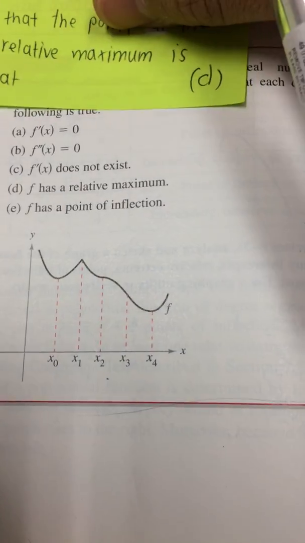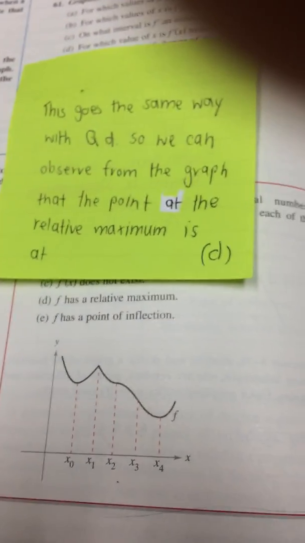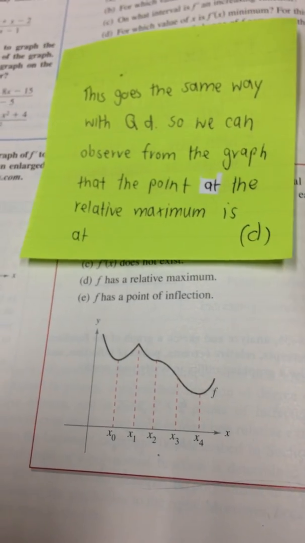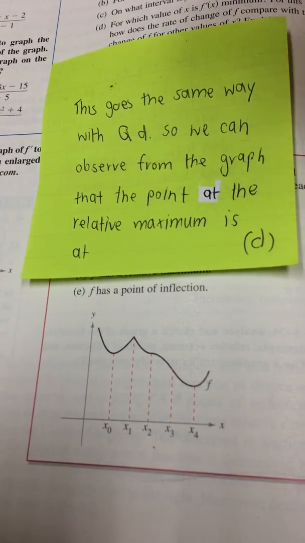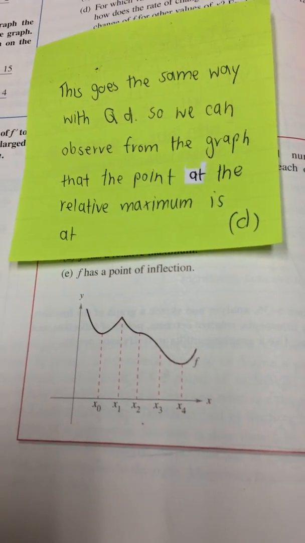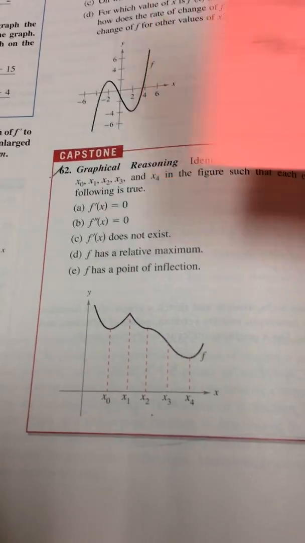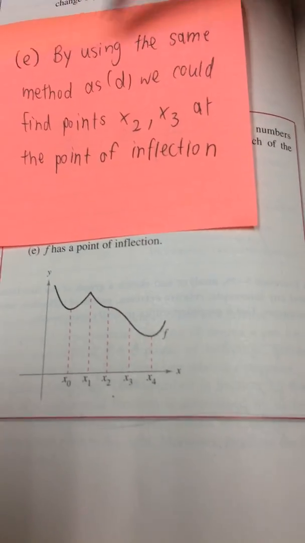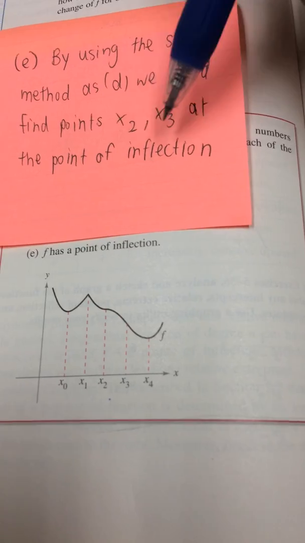And now for D, f has a relative maximum, right? And this goes the same way with question C. And so we can observe from the graph that the point at the relative maximum is x equal to 1, right? The sharp turn over here, yeah. And now, last but not least, question E. By using the same method as D, we could find points x2 and x3 at the point of inflection.